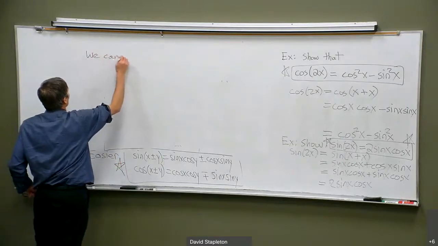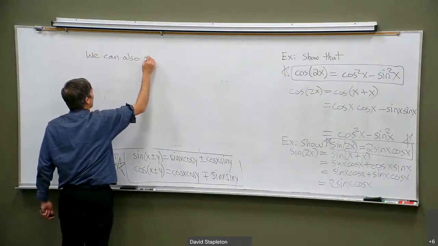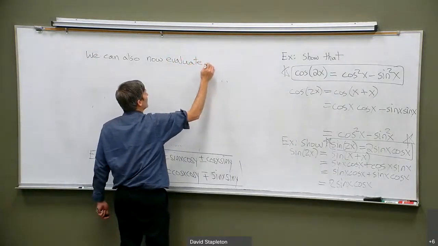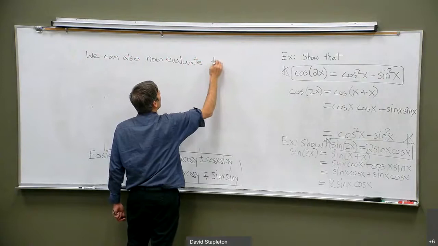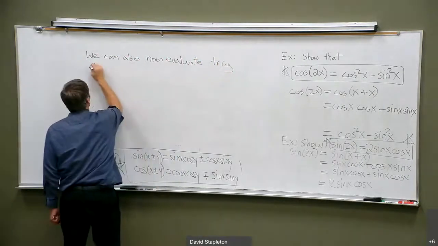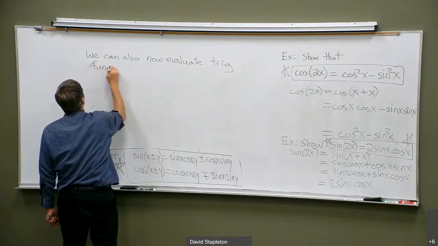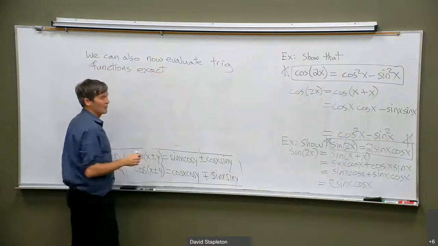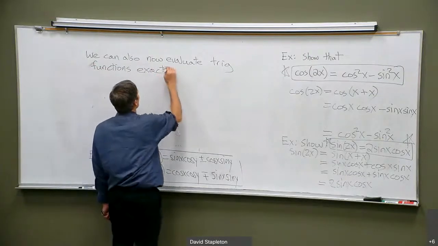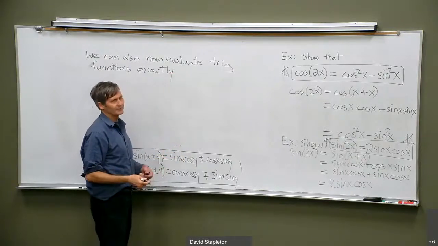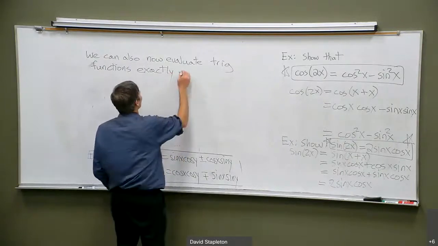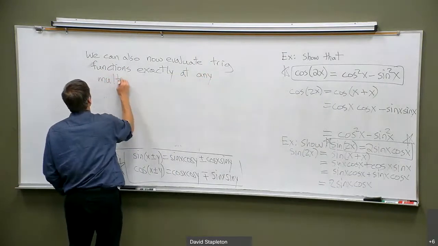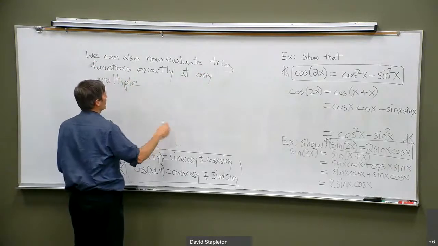We can also now evaluate trig functions exactly at some new angles. In fact, any angle that's a multiple of 15 degrees. Well, I won't call those special angles, but they are special, right? And how do you do it? Using the sum and difference formula.